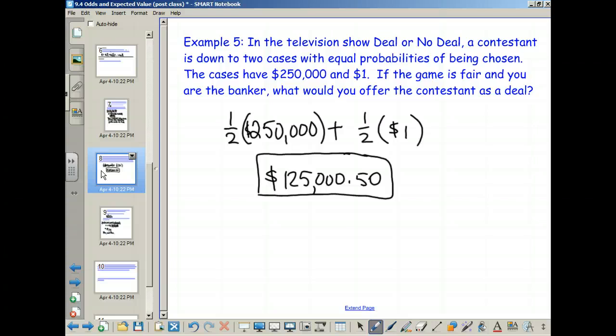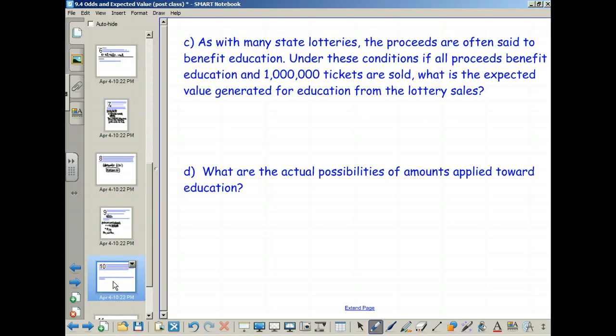Right. And one way you could think about it on this particular problem is what would be fair to the contestant? What would be fair to the banker? The banker either gives away 125,000 and some change, or he keeps 250,000. I think you can think about it from the perspective of the banker. It helps in that moment. I would take that one. You would take that one? I would take the deal too.